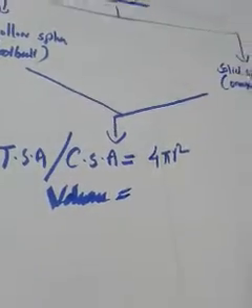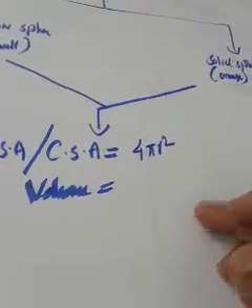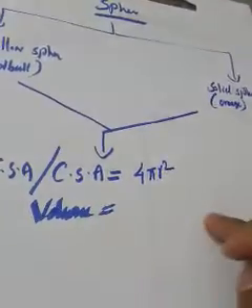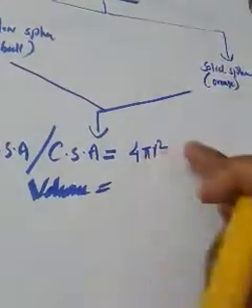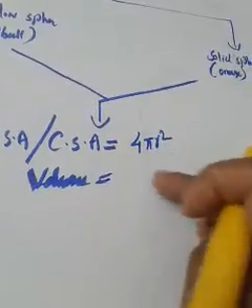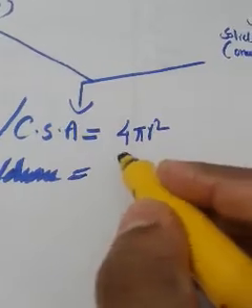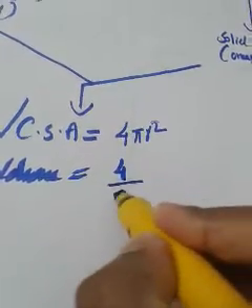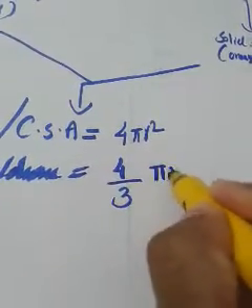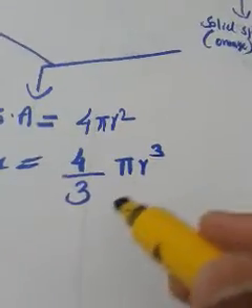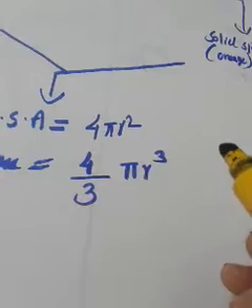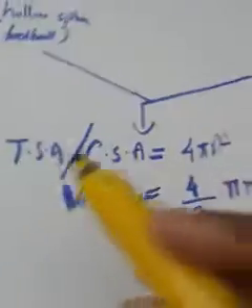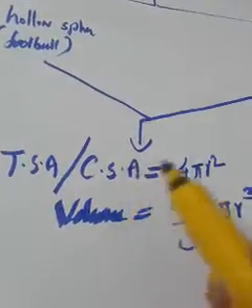Can you use the formula volume as base area into height here? No. Why? Because here there is no lower base and no upper base. If lower base and upper base are congruent, then only we can use the formula base area into height. Here there are no bases, so we cannot use the formula. And this formula also you are supposed to learn by heart. 4 by 3 pi r cube. 4 by 3 pi r cube. Are you following me? So this is the total surface area or curved surface area of sphere.